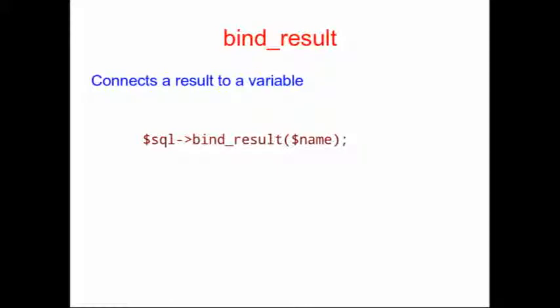Just like bind param, there's a command called bind result, which takes a result from the database and connects it to a variable, and you can pass in multiple variables, one for each column that you've been returned.